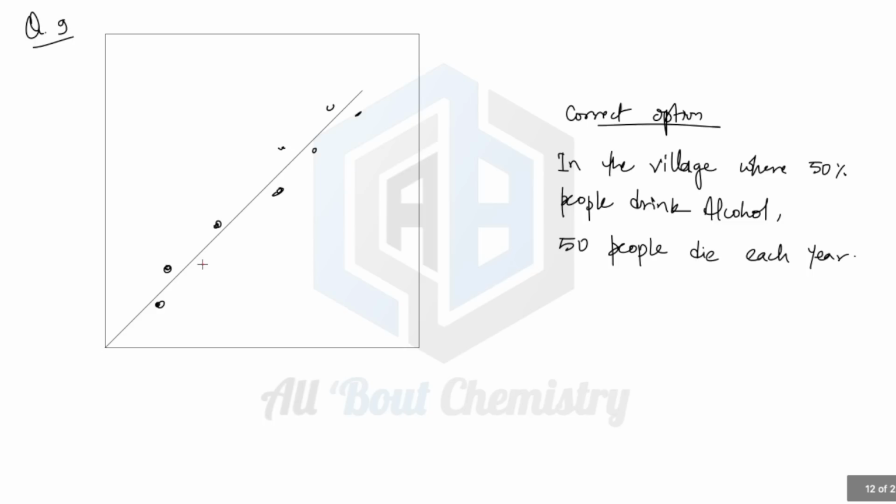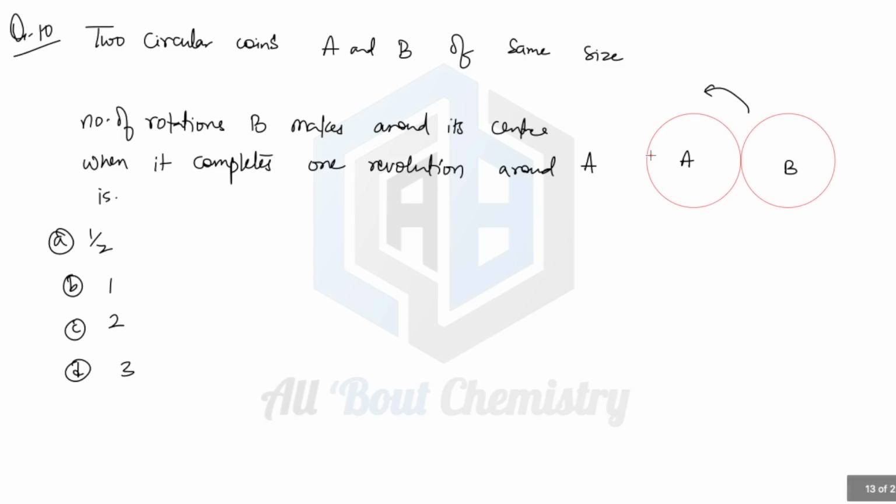Now this was a question based on graph data interpretation. In this graph there was a statement given that in the village where 50% people drink alcohol, 50 people die each year. On my screen it was option number 4, I guess. I don't know whether you are having the same options or not, but this according to me is the correct option for this. This is a very good question.